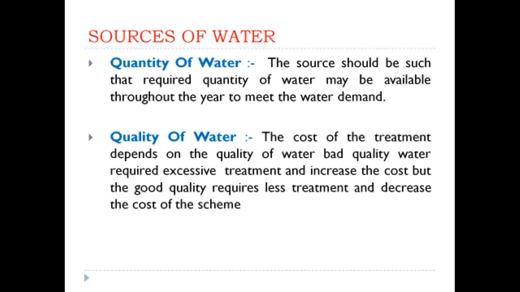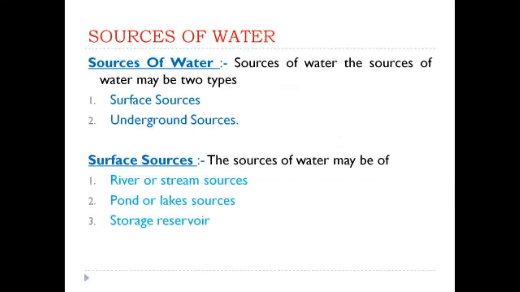These are the criteria for source of water. Mainly, sources of water come from surface sources and underground sources. What is meant by surface sources and underground sources? Surface sources of water are water visible to us, and underground sources of water are water not visible to us. That is the difference between surface sources and underground sources.